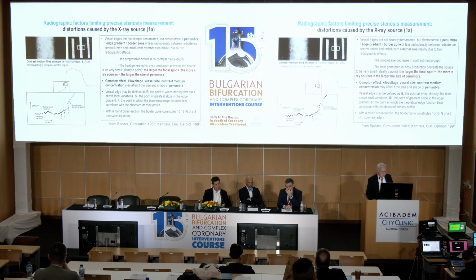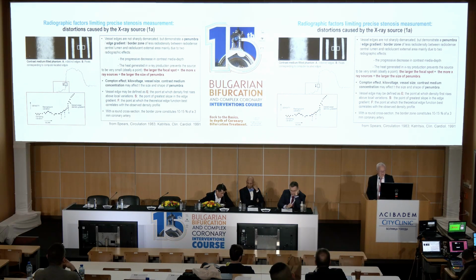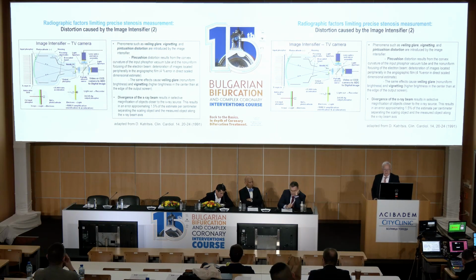So the greatest slope is there. But there is contrast here, beginning at E or at F. F is the point at which a theoretical edge function best correlates with the observed density profile. So it's clear that we can use F, but how to do that? It is much easier for the computer to choose the edge S, the point of greatest slope.